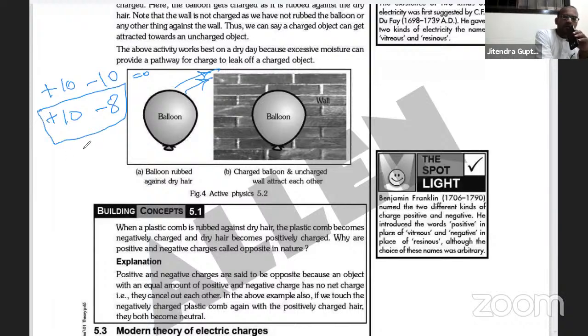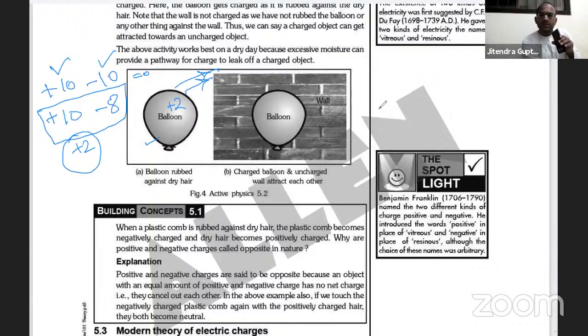Tell me, how much total? Plus 2. Plus 10 minus 8 is plus 2. So what charge is it getting? Plus 2. So the balloon is getting positively charged. Are you getting this? So from outside, negative electrons are coming and combining with this plus 10 charge, and then plus 2. I'll explain. See, there are 10 protons and 10 electrons, so at that time it is neutral. But during friction 2 electrons are gone, so remaining is minus 8. So it is getting plus 2 charge.